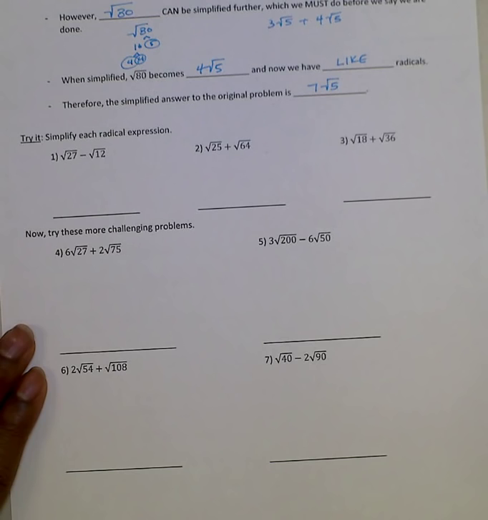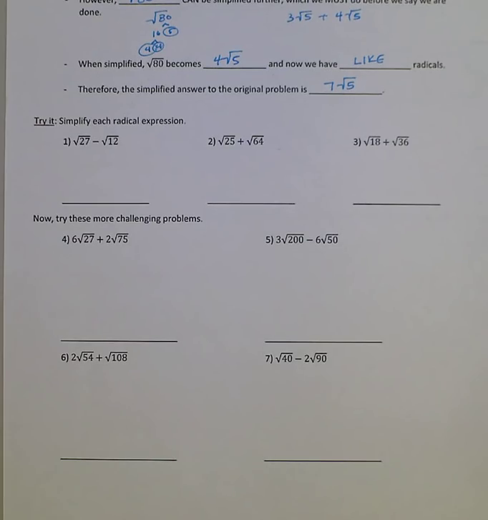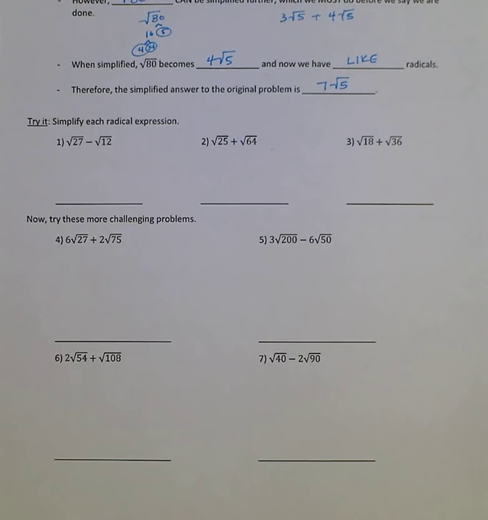Okay, when adding, we don't change our radical. So the difference between variables and radicals is that x will never become y, but when simplified, two unlike radicals can become the same radical. Alright, so let's try these out.